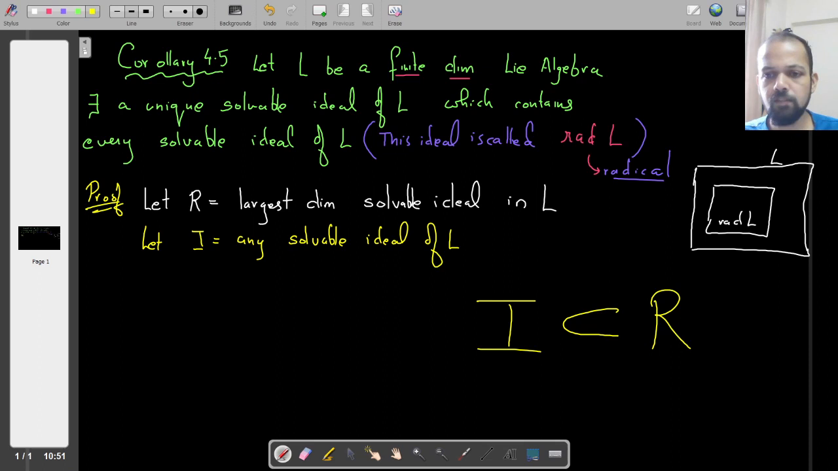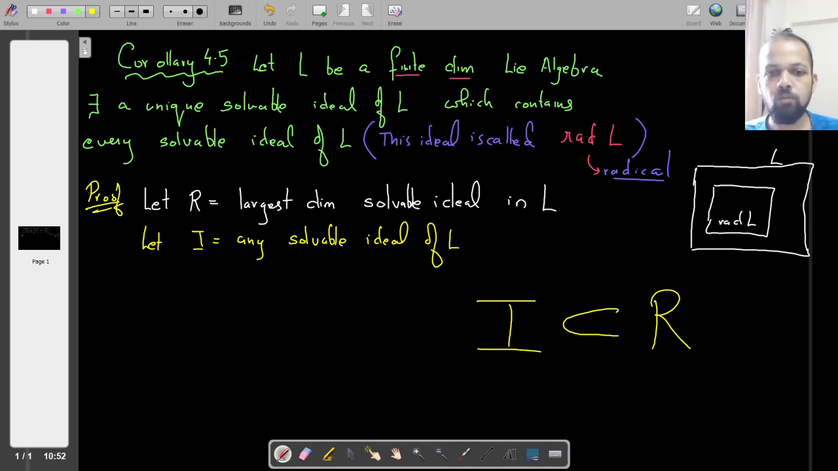That means this is the largest dimensional solvable ideal, because any other solvable ideal is inside R. The dimension is irrelevant; any other solvable ideal is contained inside R. So quite clearly R will have the largest dimension. And not only that, if you had taken I of the same dimension, that is still inside R. But if they have the same dimension and one is contained in another, they are the same.